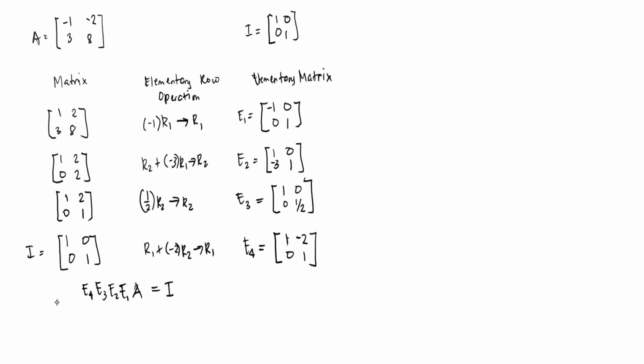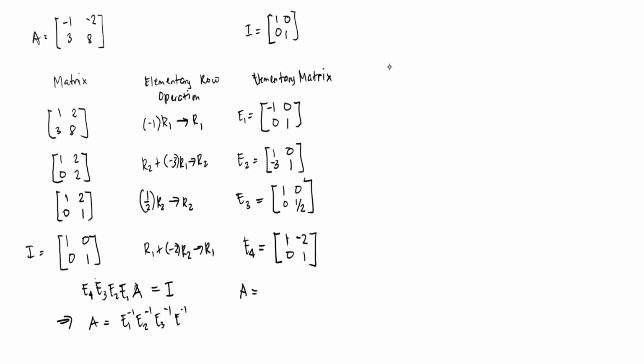And then from this, we can obtain our A. We multiply on the left by E sub 4 inverse, so this becomes I, and then we multiply by E sub 3 inverse, and so on. So we will get A equal to E sub 1 inverse, E sub 2 inverse, E sub 3 inverse, and then E sub 4 inverse, and then that is just times the identity matrix.